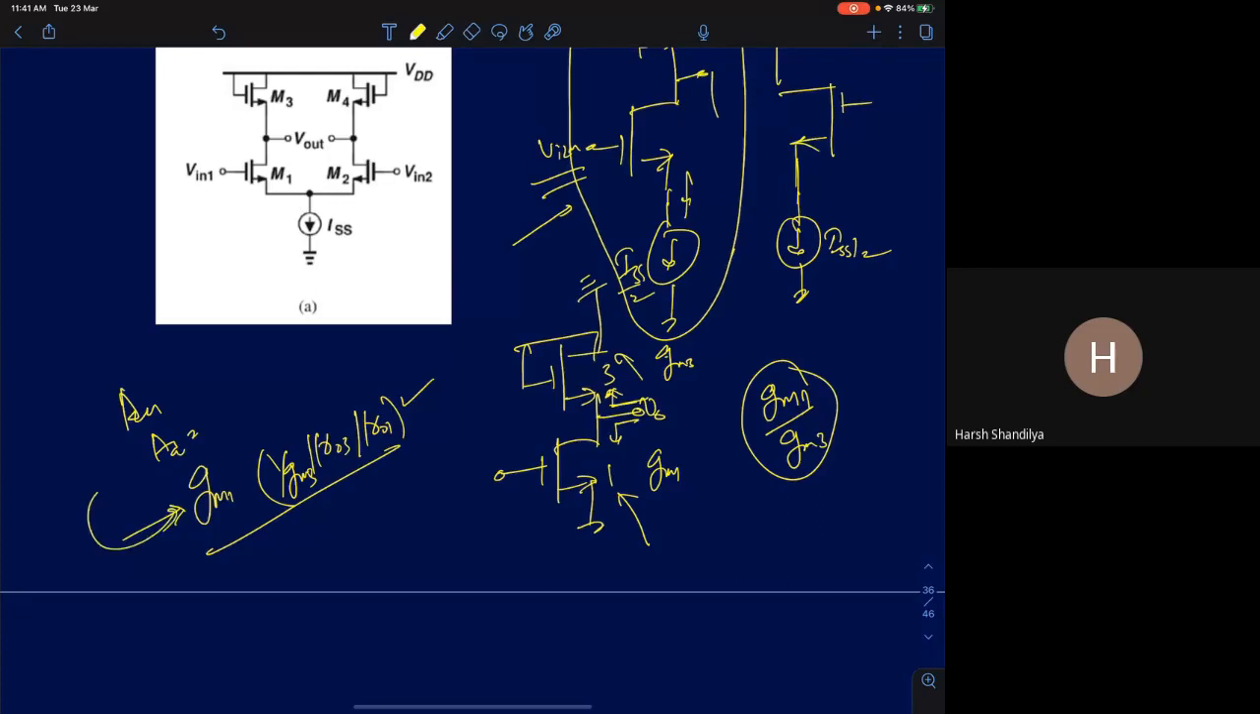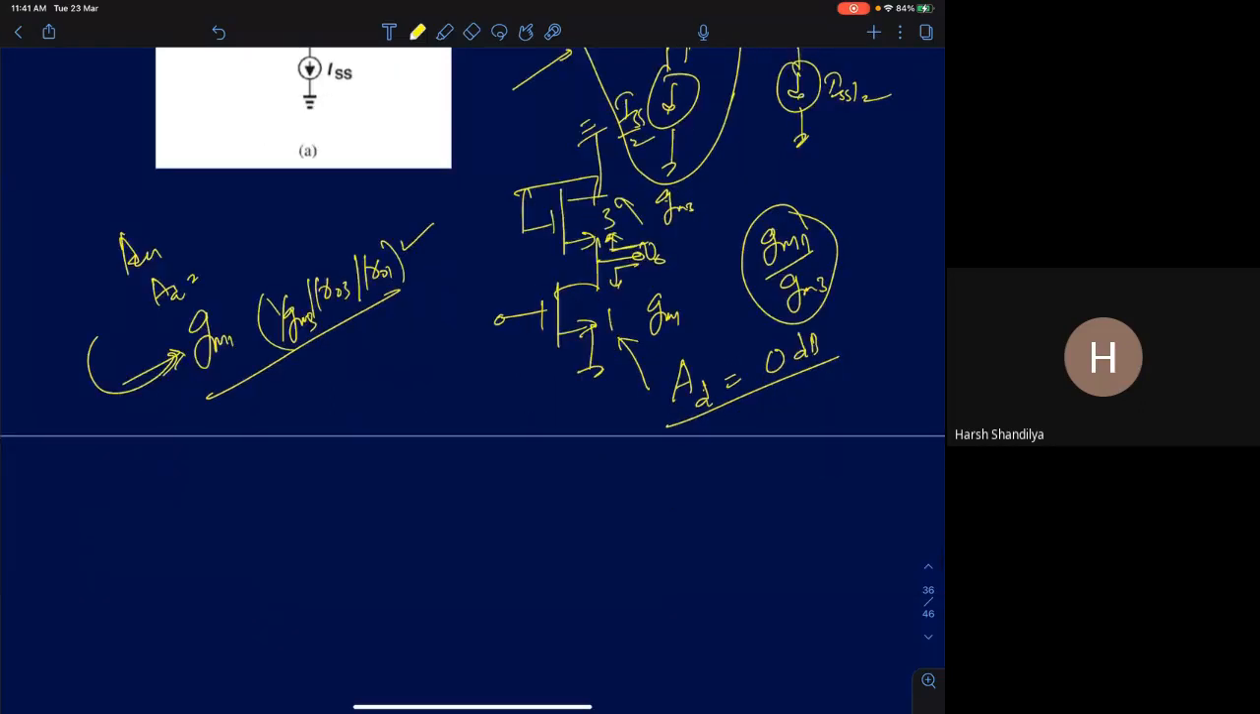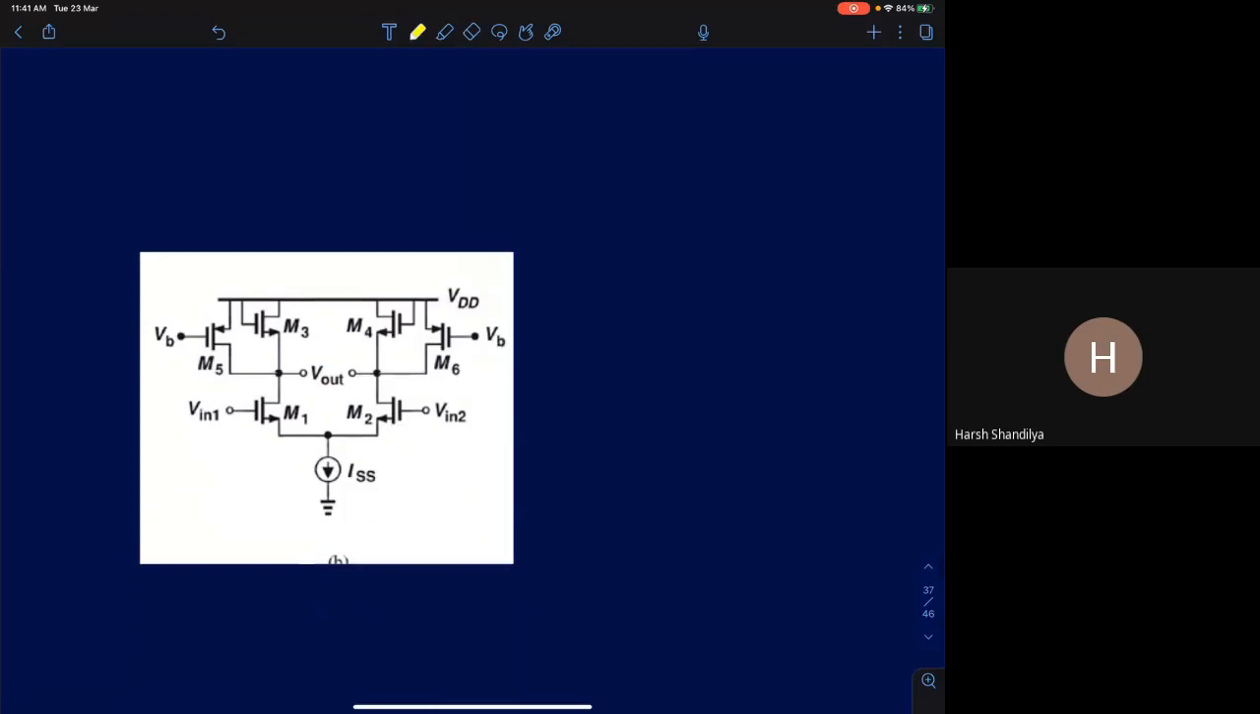And AD for the circuit is given by this. If GM3 and GM1 are the same, what will be the differential gain in decibels? 0 dB, right? It's going to be 0 decibels. That's it.